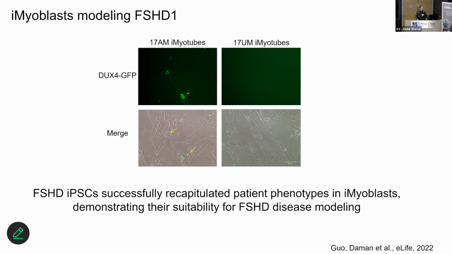Using iMyoblast technology, we made iMyoblasts from FSHD iPS cells, and we infected the cells with a DUX4 GFP reporter lentivirus. After differentiation, we could see DUX4 in nuclei, and in the control cells we didn't see any GFP signal. This means that FSHD iPS cells are useful to model muscle disease.